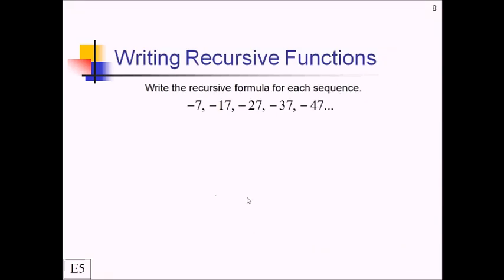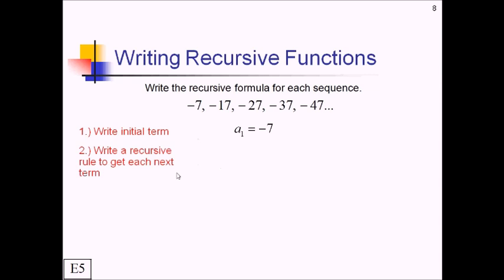Now that you've gotten some practice with using recursive rules, we're going to go backwards and write a recursive formula for a sequence. So first thing you should do on this, and this is the easier step, is write down the initial term. That's just the first term. So we would say for this one, A1 equals -7.